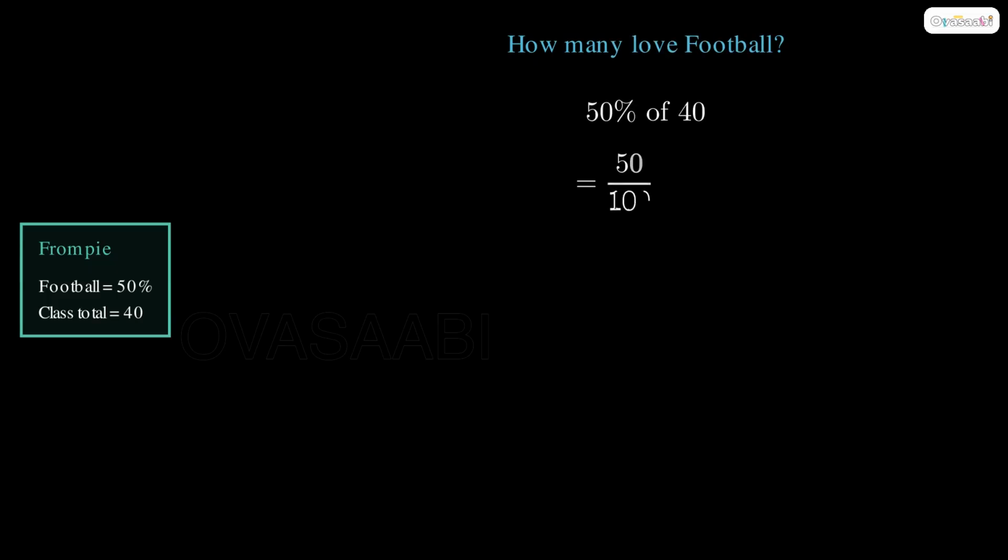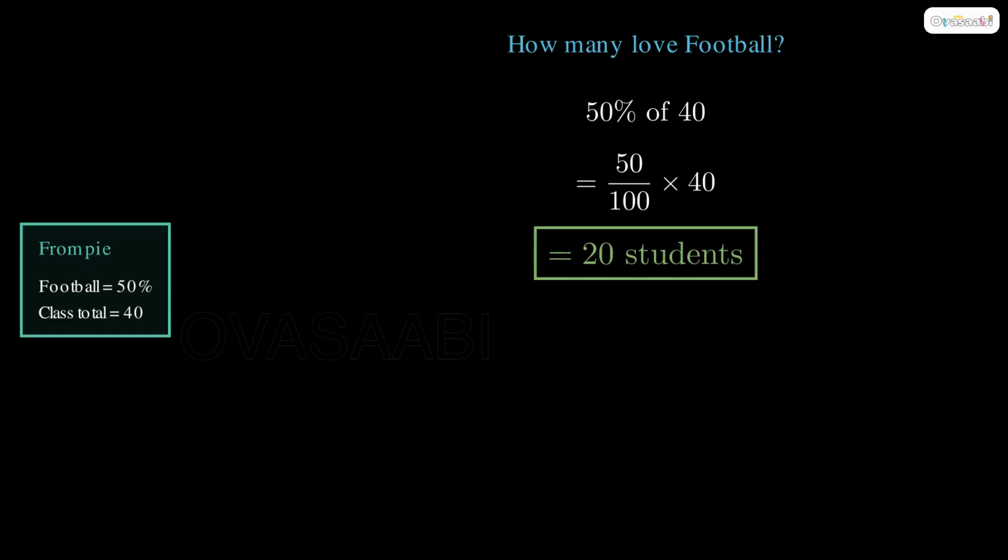50% of 40 equals 50 over 100 times 40. That gives us 20 students. So 20 learners love football the most.